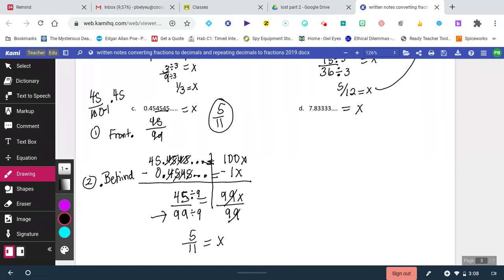But I want to change this. I'm going to write my 7 as a whole number and change this to a 0. I'm not even going to worry about that 7. That 7 is just my whole number. So I'm going to get the repeating part in the front.